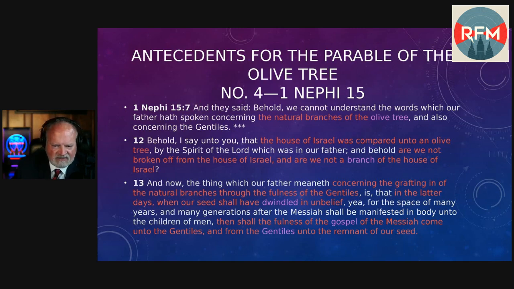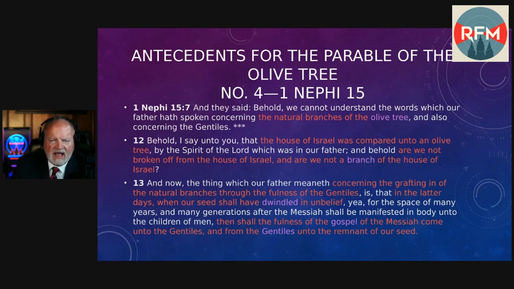And now the thing which our father meaneth concerning the grafting in of the natural branches through the fullness of the Gentiles is that in the latter days, when our seed shall have dwindled in unbelief, yea, for the space of many years and many generations after the Messiah shall be manifested in body unto the children of men, then shall the fullness of the gospel of the Messiah come unto the Gentiles, and from the Gentiles unto the remnant of our seed.